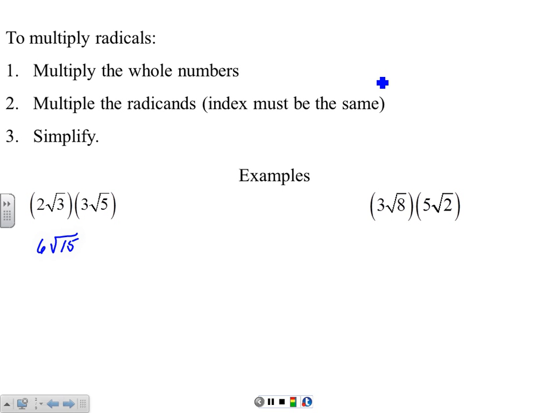So how would you simplify? And this is what we talked about in the earlier sections. You have to look to see if there's a perfect square that will go into 15. And there is not a perfect square, so this is simplified.